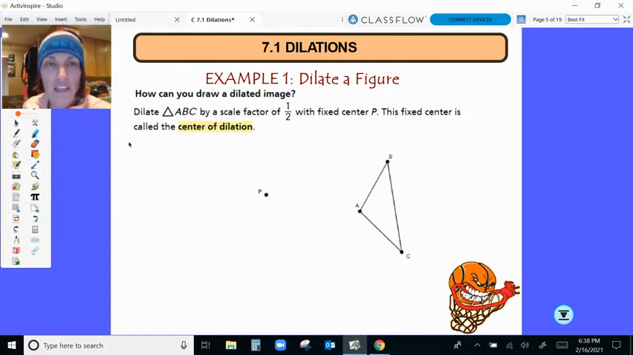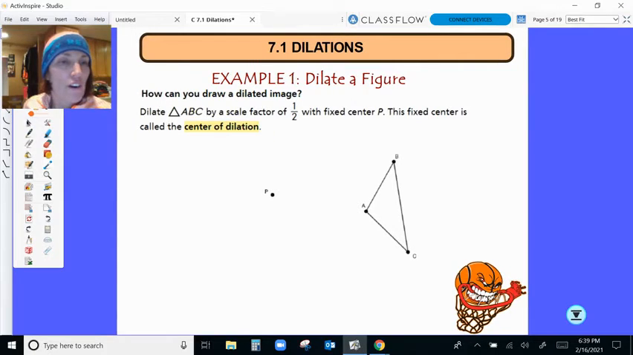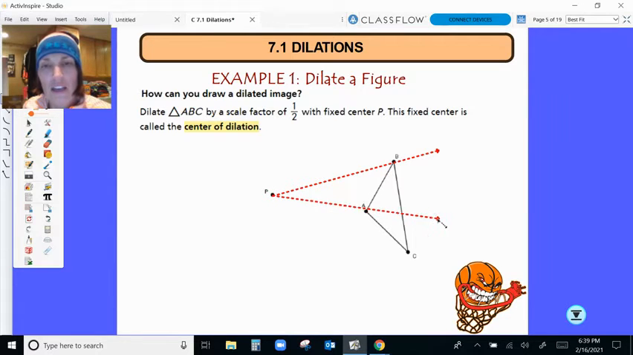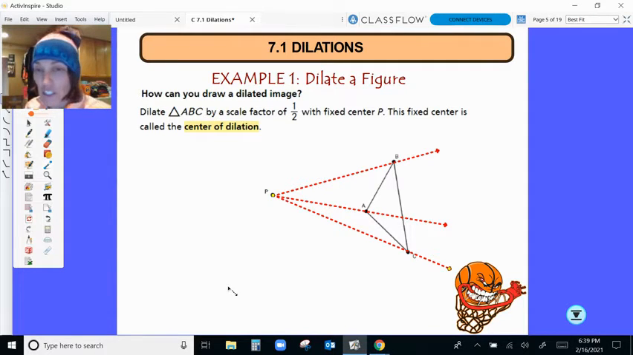So here's my triangle ABC. I want to dilate it by a scale factor of 1/2 with my center being at P. Okay? So what I want to do very first of all is go ahead and draw my rays from my center P through each of these points. So there's my PB. I'm going to draw a ray through PA, and I'm going to draw a ray through PC. Now, when you do these, you need to make sure you use a ruler and draw these very straight, okay? I don't want any kind of sketches. They need to be done very straight, okay?